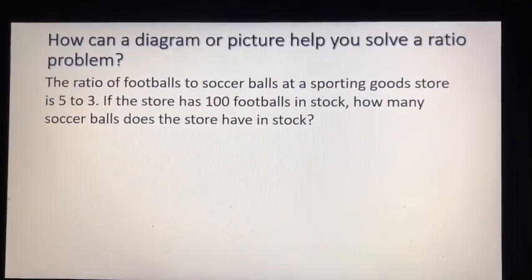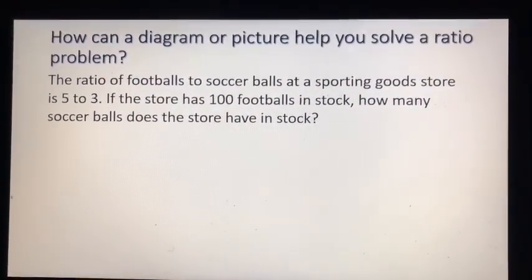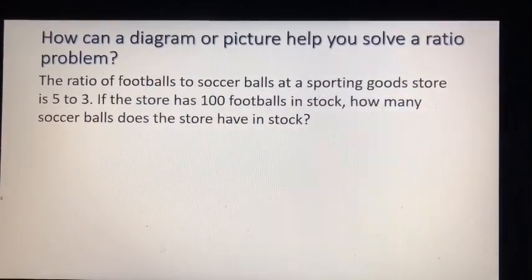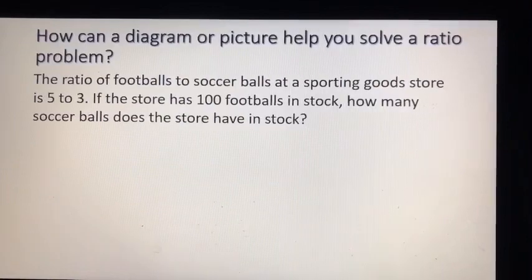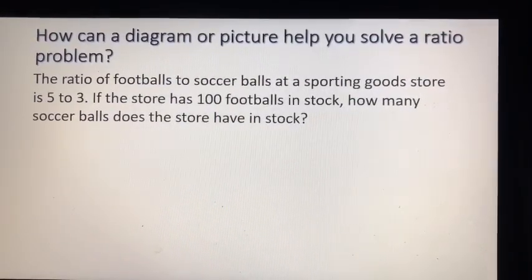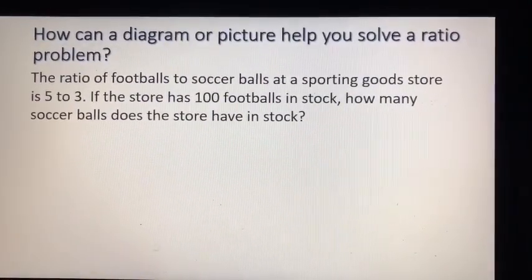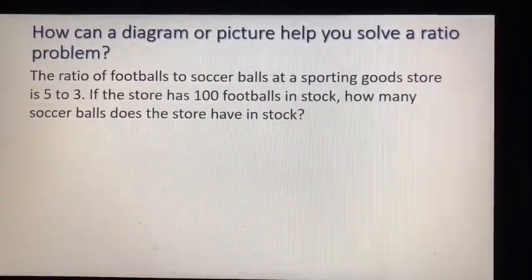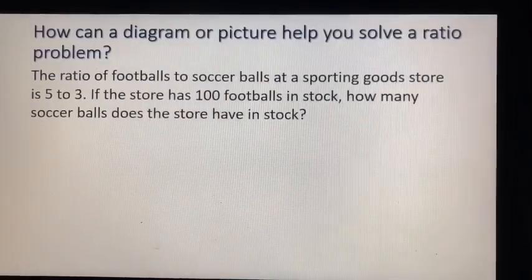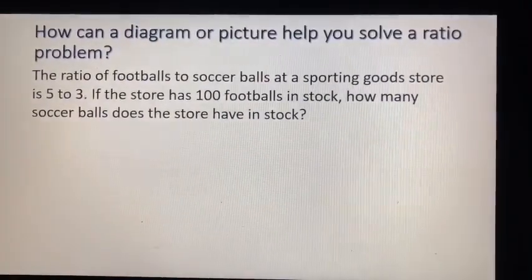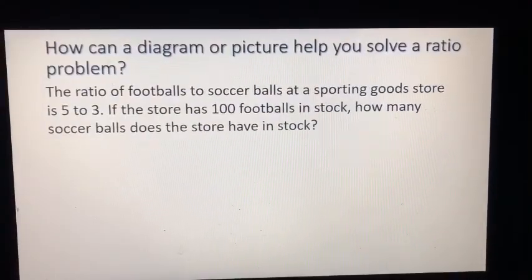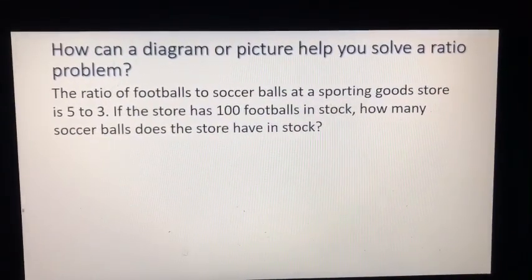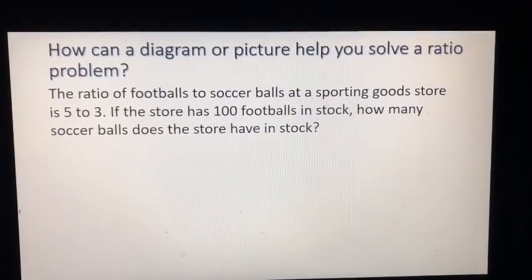Since we want to be able to model a ratio, how can a diagram or picture help you solve a ratio problem? The ratio of footballs to soccer balls at a sporting goods store is 5 to 3. If the store has 100 footballs in stock, how many soccer balls does the store have in stock? Think about it for a second. We have a ratio of 5 to 3. We've got to get that 5 to be 100.